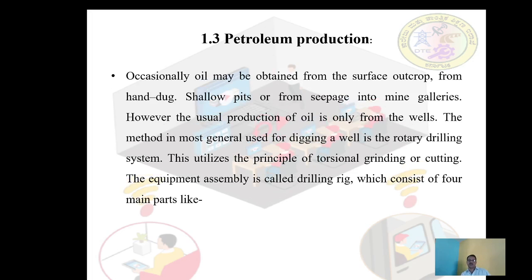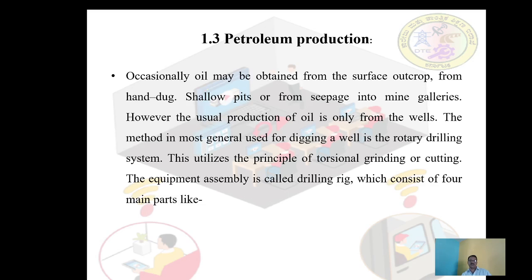Occasionally, oil may be obtained from the surface outcrop, from hand-dug shallow pits, or from seepage into mine galleries. However, the usual production of oil is only from oil wells. The method most generally used for digging the oil well is the rotary drilling system. This utilizes the principle of torsional grinding and cutting.